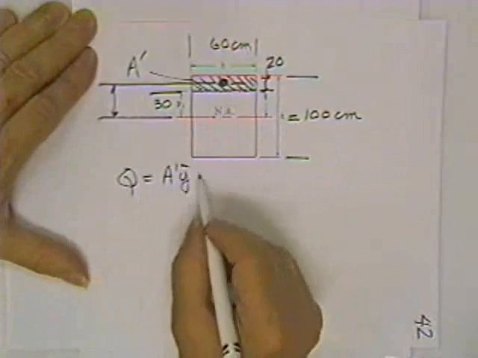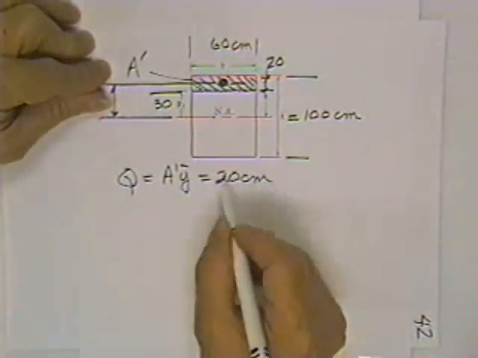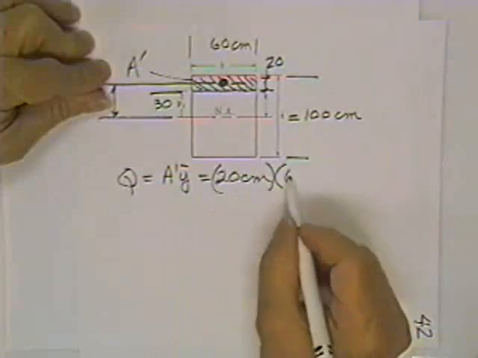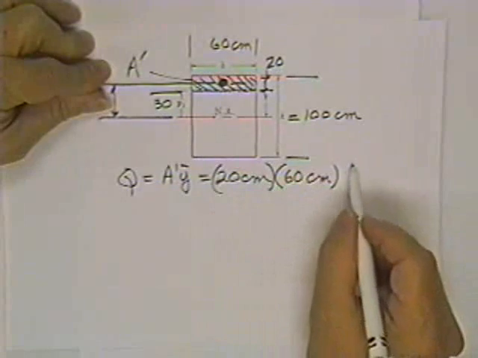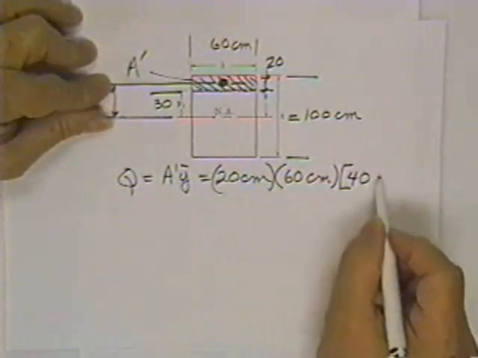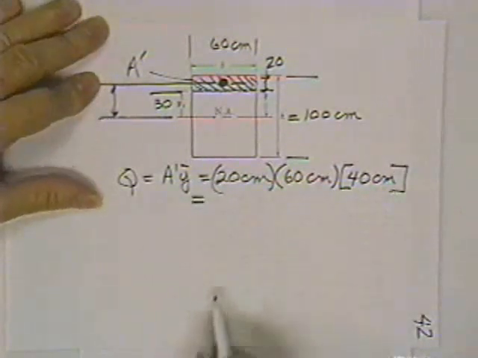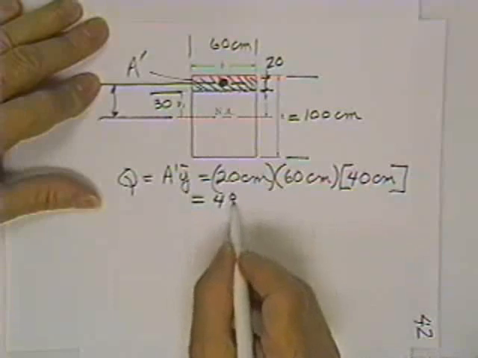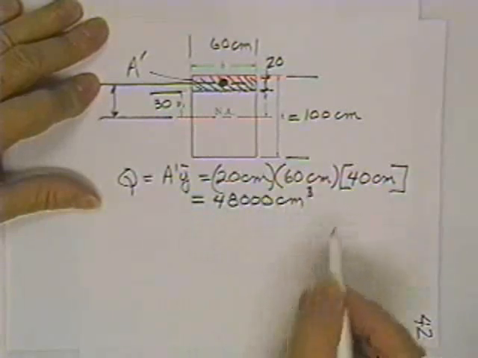So it would be A prime Y bar. A prime would be 20 centimeters deep. It would be 60 centimeters wide. And how far it is away from the neutral axis would be 40 centimeters. And that's Q. 48,000. 48,000 cubic centimeters.